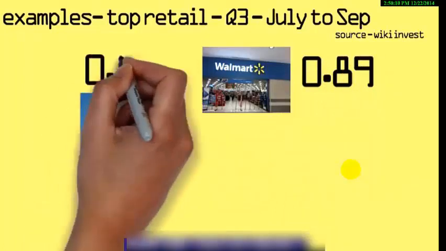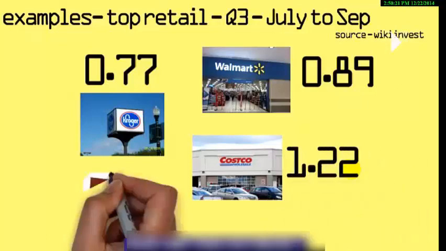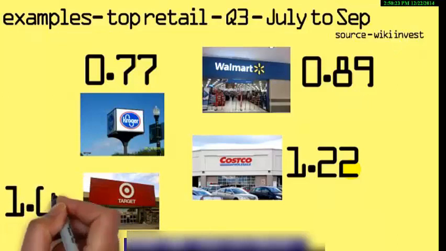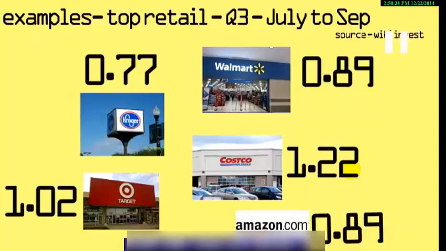Now let's take the example of top retail companies. First is Walmart. Walmart has a current ratio of 0.89, whereas Kroger, another retail company, has a current ratio of 0.77. Costco has a ratio of 1.22, Target has a ratio of 1.02, and Amazon, which is now in the top 10 retailers, has a ratio of 0.89.